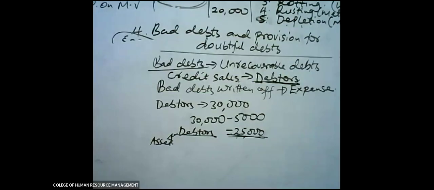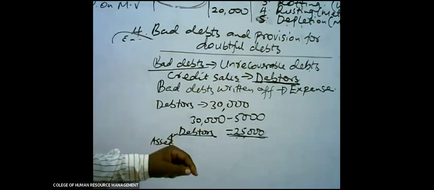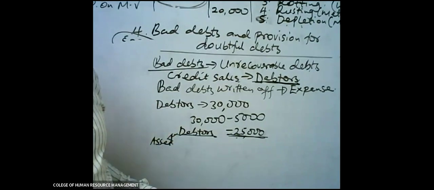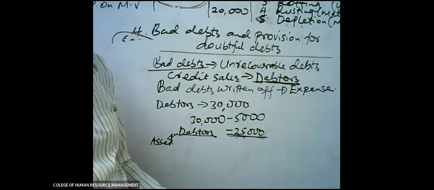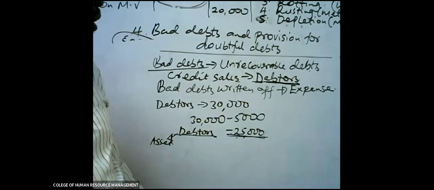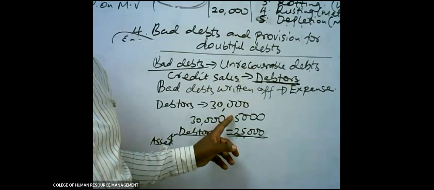Yes, teacher, I missed the part. What was the 5,000 for? Sorry? The 5,000, what did you say it was? That one is what you have considered to be bad debt. Maybe that person who was supposed to pay you the 5,000 died. He was among the people you are talking about.